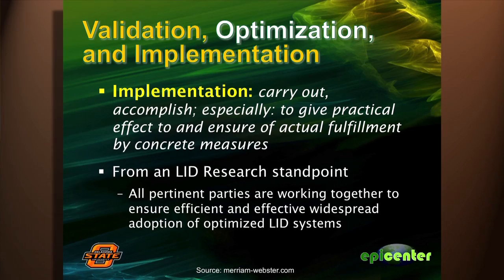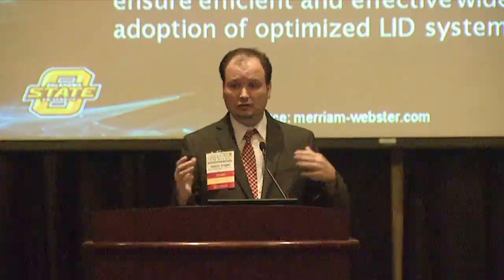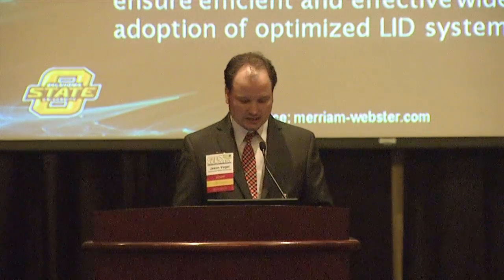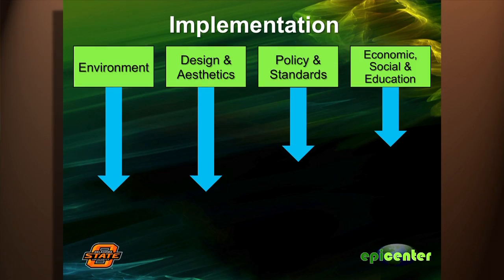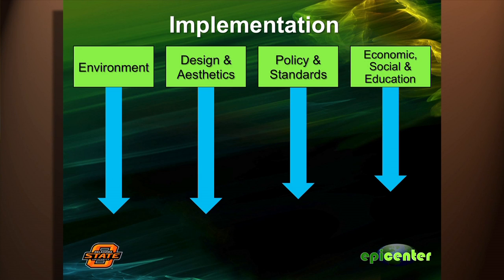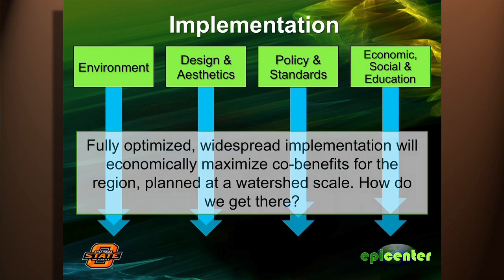But so we're moving on to implementation from there. Implementation is taking all the objectives and trying to maximize these co-benefits that we're looking at. So we're trying to carry out and accomplish our goals, especially to the practical effect that will ensure our actual fulfillment of our goals across the board. So everybody's working together so that we can ensure efficient and effective widespread adoption of optimized LID systems. And so we're trying to get all of these objectives to work together and maximize the co-benefits or ecosystem services, or however you want to describe that. So how do we get there?